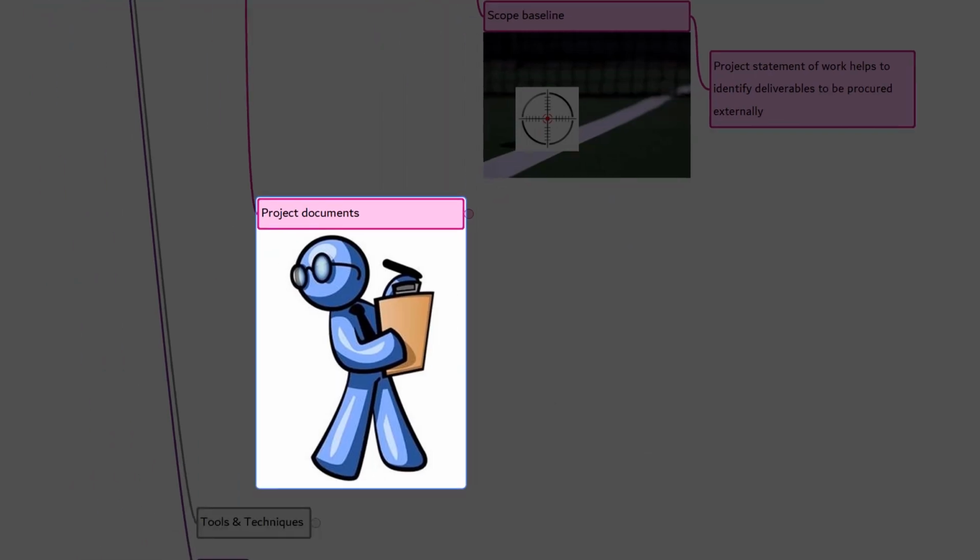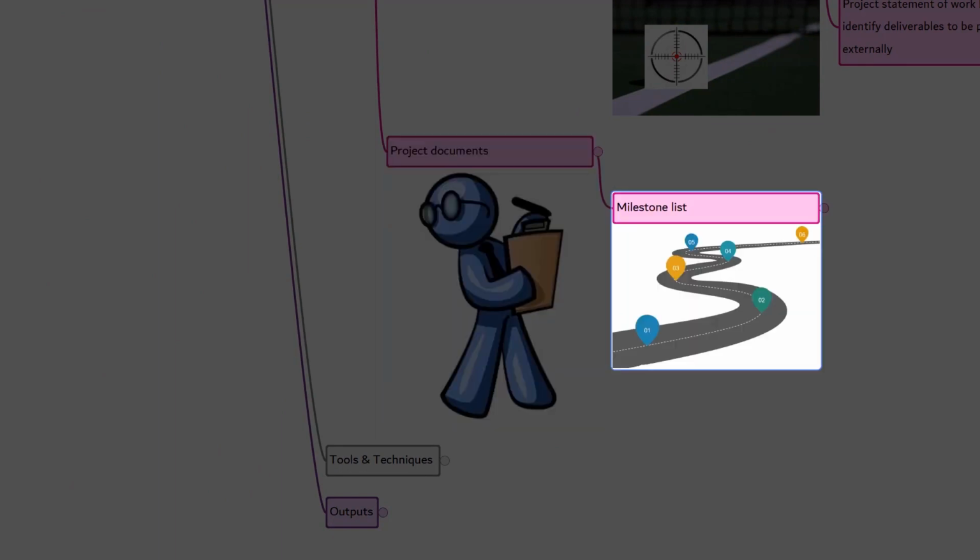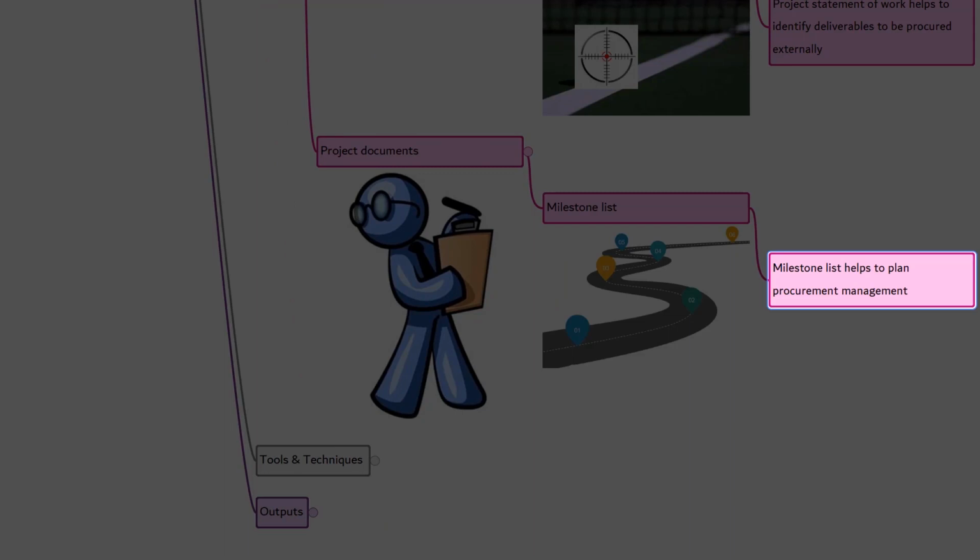The next one is project documents. There are 7 project documents that are used as inputs during plan procurement. First, milestone list. This list will contain major milestones, and shows when the sellers are required to deliver the results. The milestone list and the requirements traceability matrix can help you to plan procurement management.